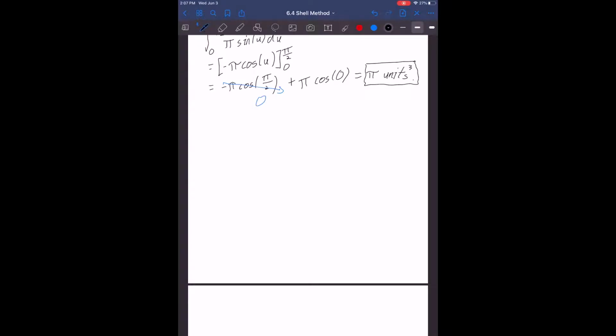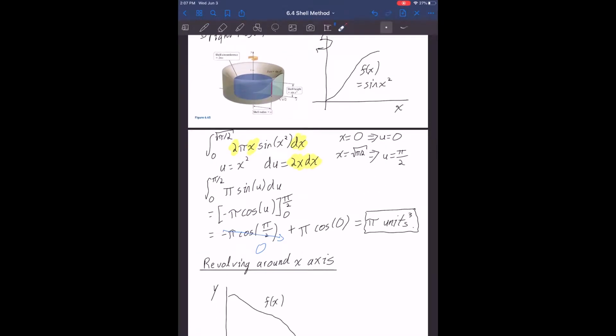So the first extension of this that we're going to be talking about is going to be revolving around other axes. So specifically the x-axis we will talk about first. So just a quick picture of what this would look like if we have some graph with some function here. So this is our f of x. This is now our y value. This is now our x value.